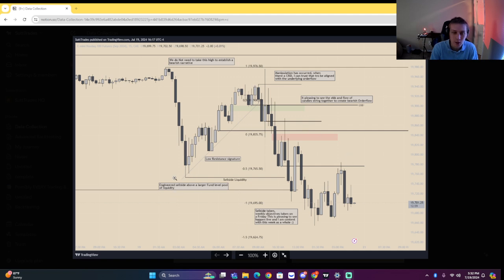These lows were engineered right above a larger, higher time frame liquidity pool. I'm not going to show that on this chart, but you can look at that on your own chart. We engineered these lows right above that larger pool of liquidity. We're likely going to retrace lower into that as we have this low resistance liquidity signature.